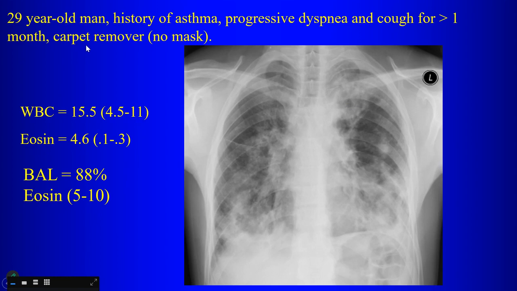This is a case we had here: a 29-year-old man, history of asthma, progressive shortness of breath for greater than a month. He was a carpet remover who did not wear a mask. So the chest radiograph shows these consolidations. He had peripheral eosinophilia, had bronchoalveolar lavage, which was actually full of eosinophils.